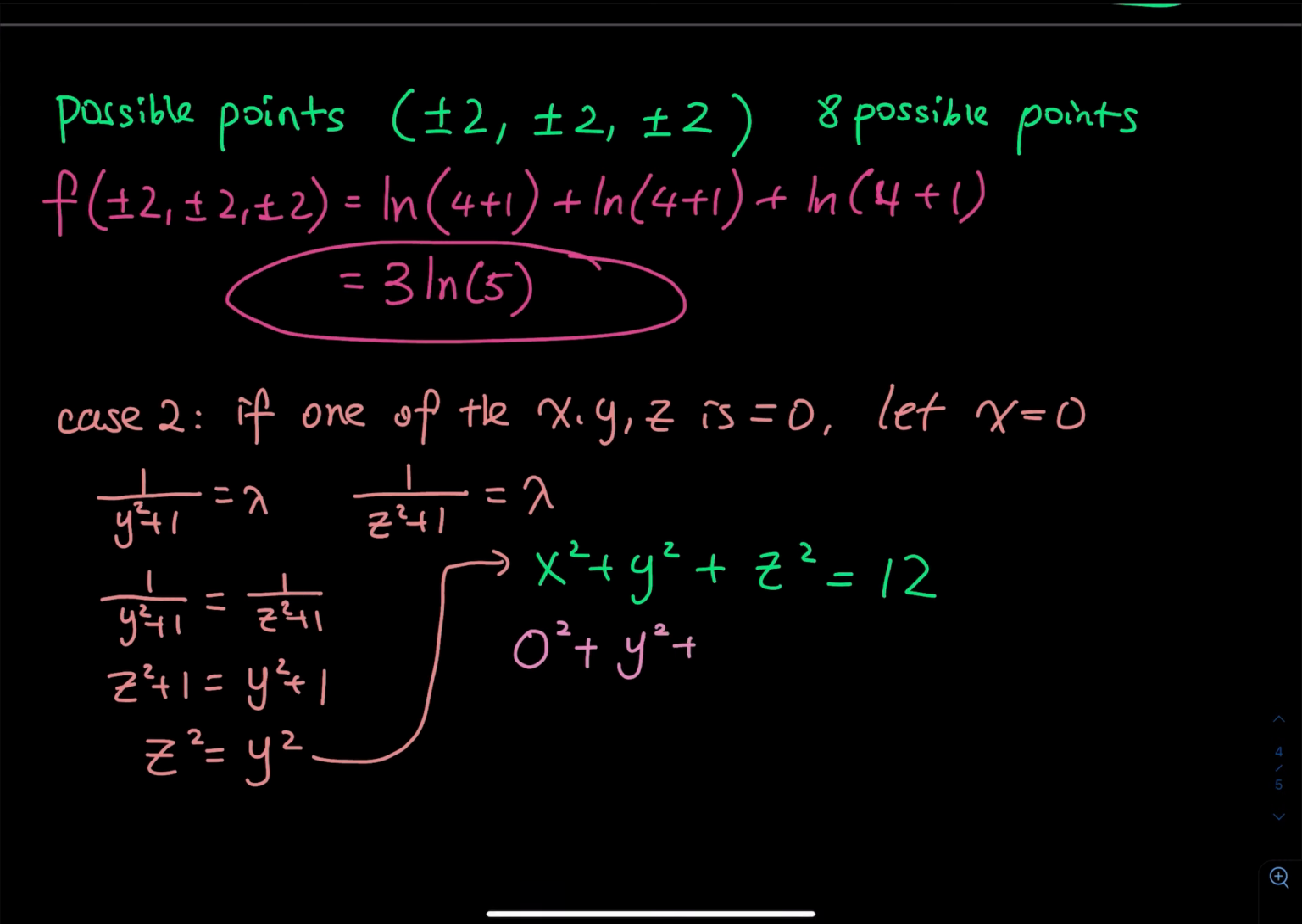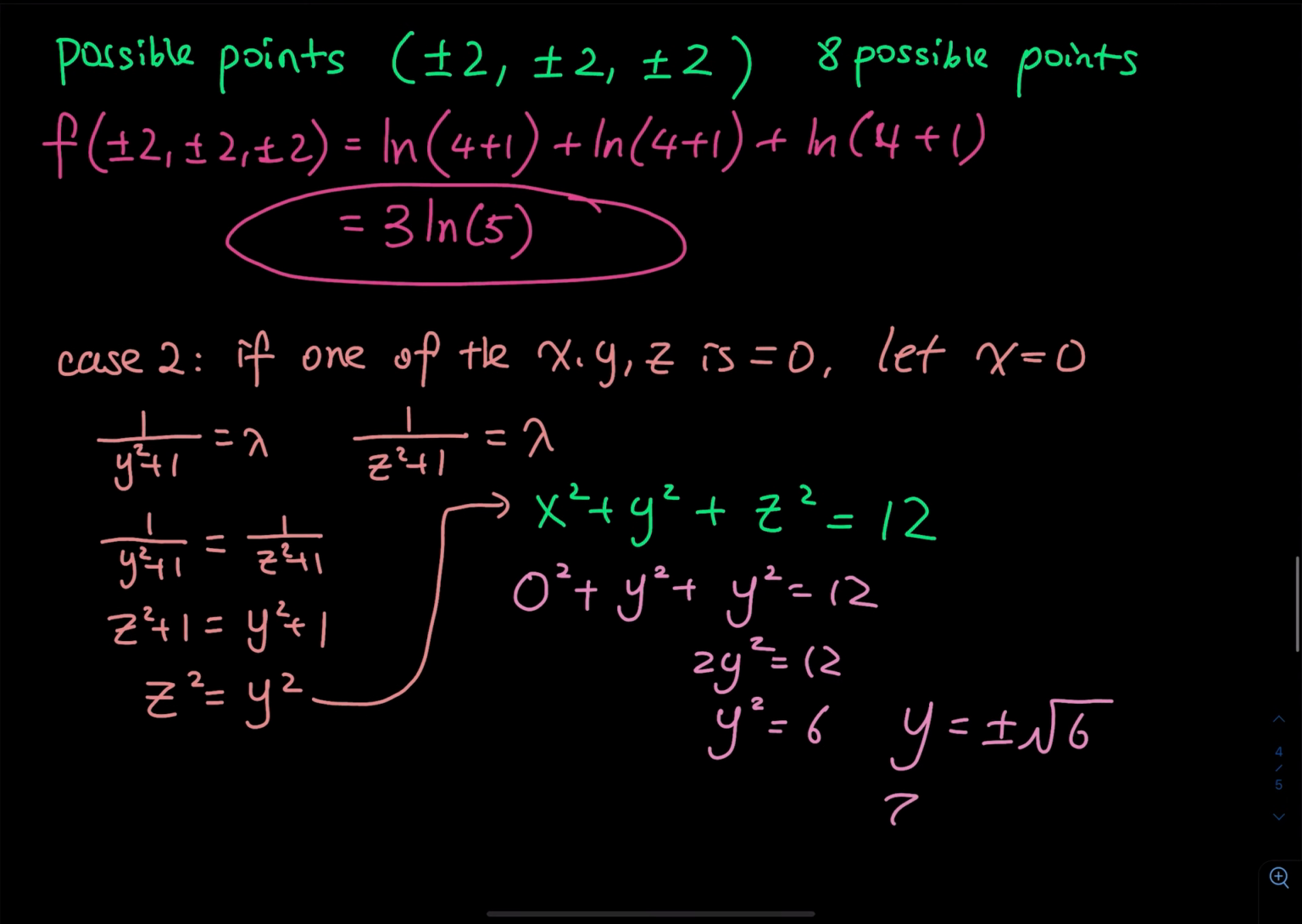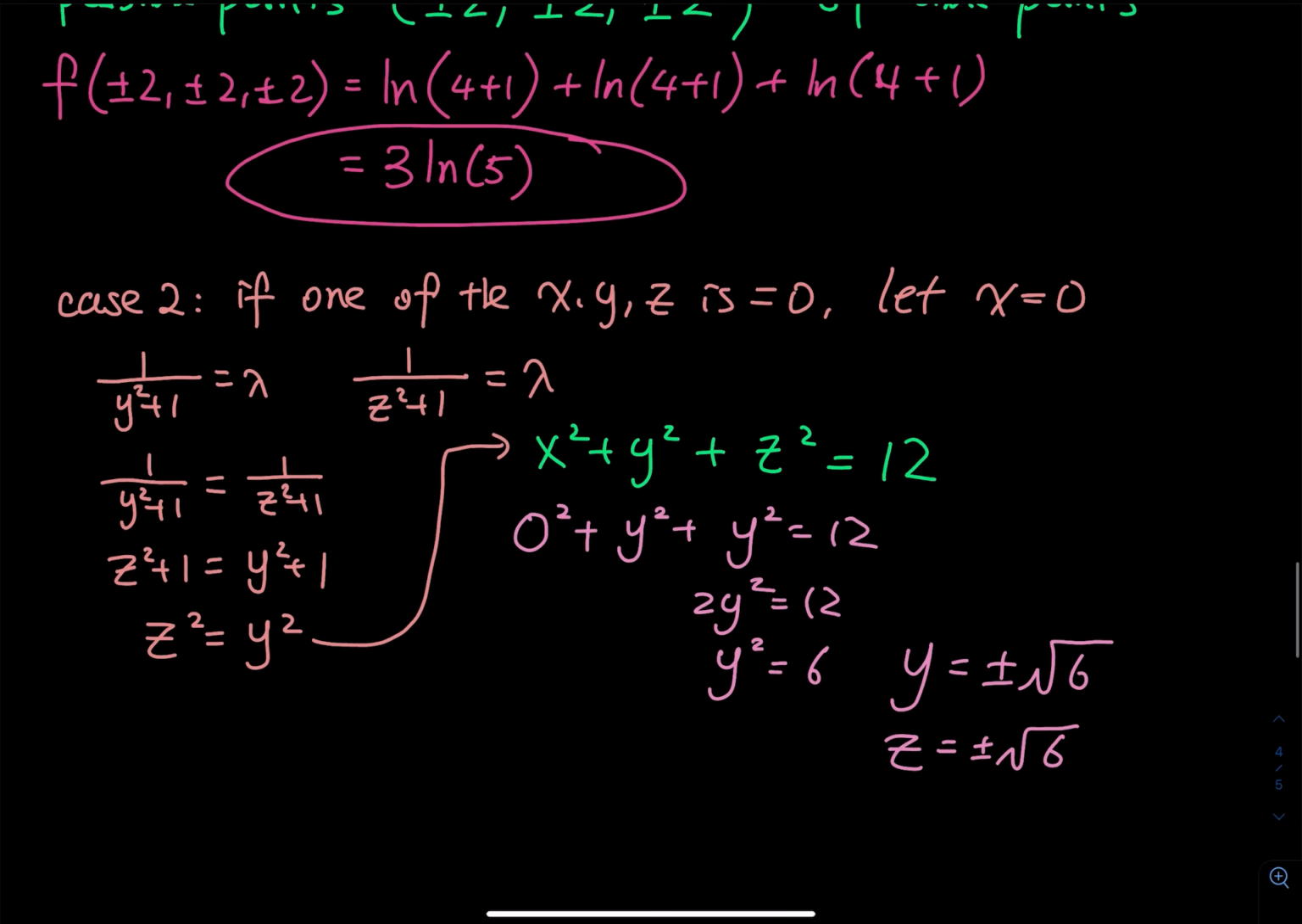So y squared plus y squared equals 12. So we have 2y squared equals 12, y squared equals 6, and then y equals plus or minus the square root of 6. Since z and y are equal, then z equals plus or minus root 6. And then how many points do we have? We let x equal 0, and then the y and z can be this.